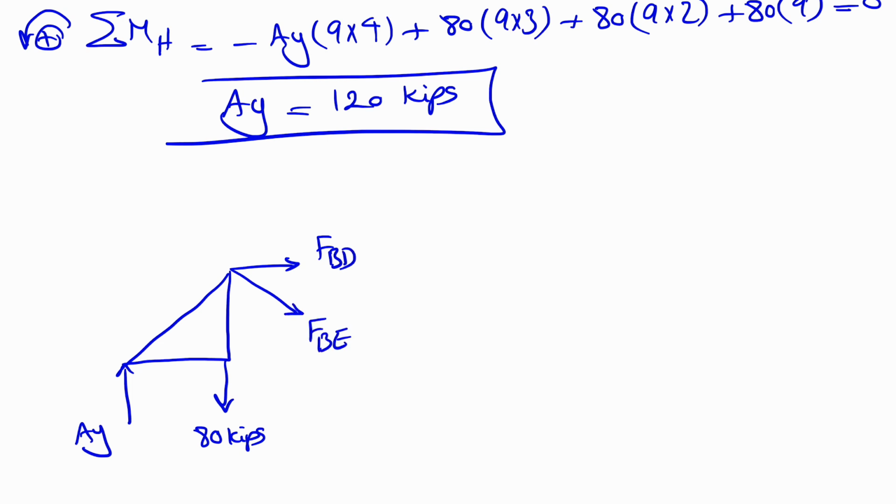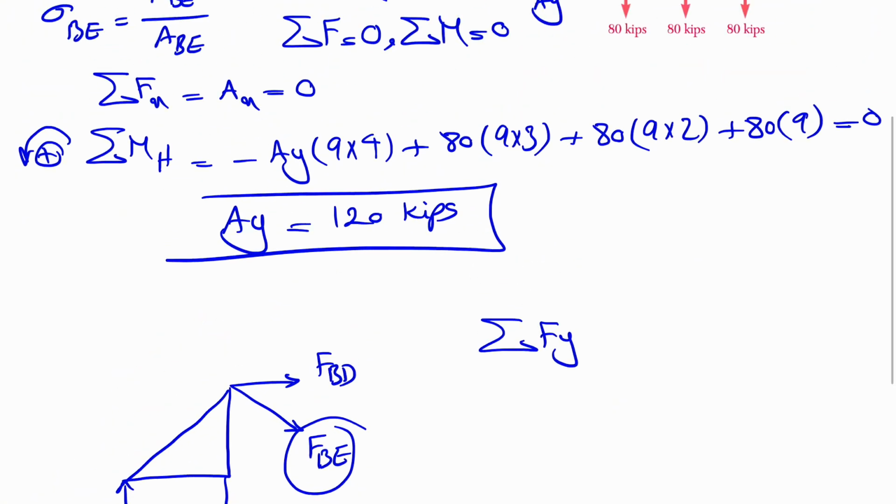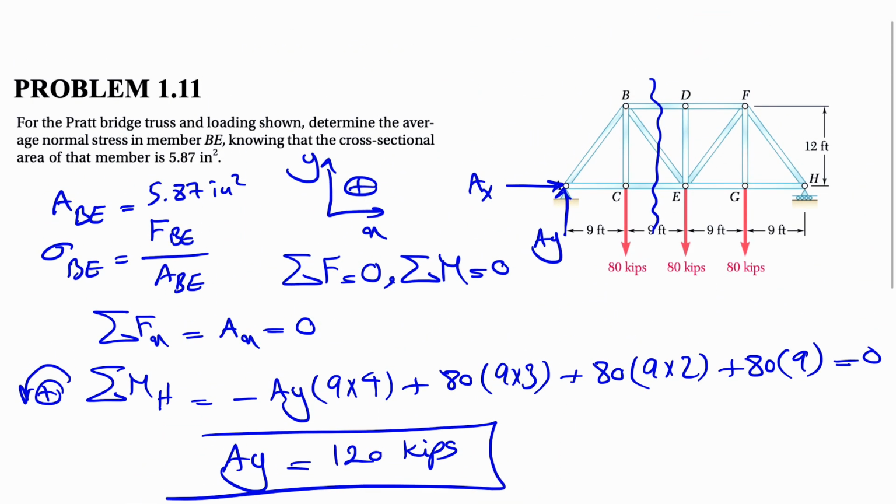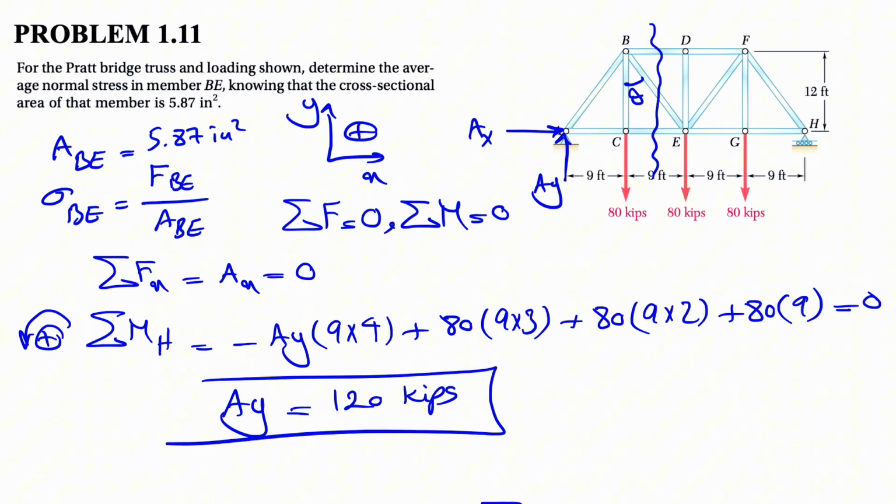If we look at the sum of all forces in the Y direction, we see that we only have one unknown here, which is FBE. FBD is already in the X direction. We already have AY, and we know the other one is 80. So we should be able to figure out FBE easily enough. But first of all, we need some information regarding this angle here. Let's call it theta. We just have to figure out how we can find this angle theta.